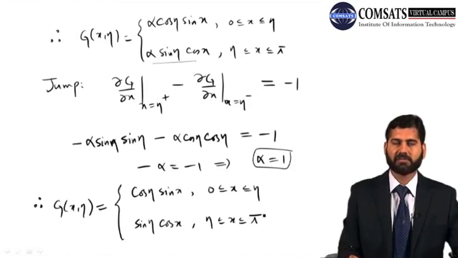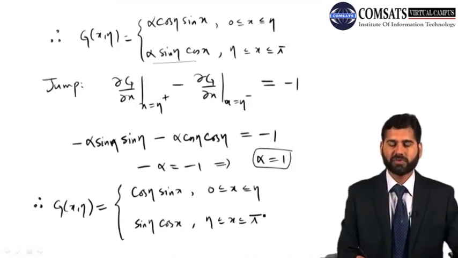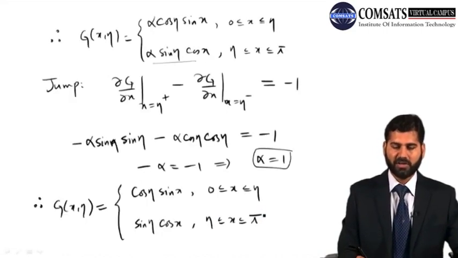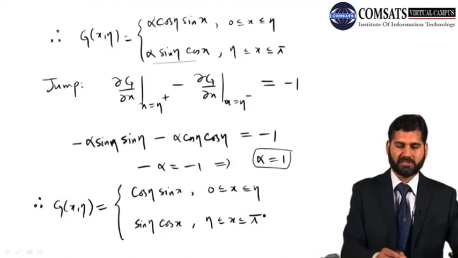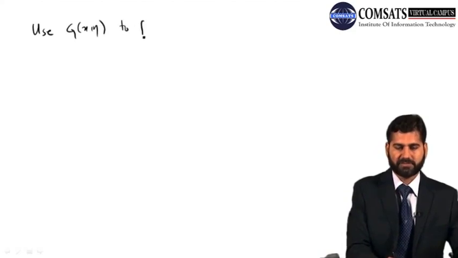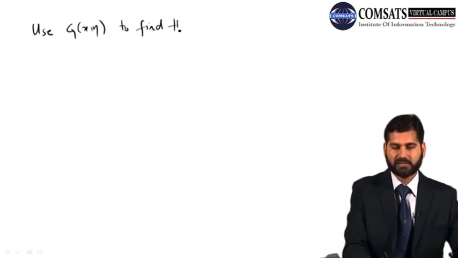I think it's a very similar example to what we did in the last lecture, so it's nothing new for you; it's the old thing. The new thing is that now we have to use this Green's function g(x, eta) to find the solution of the non-homogeneous equation.